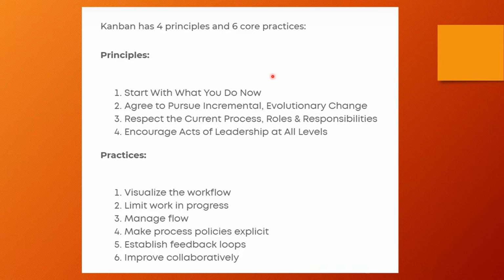To achieve these principles, what practices am I going to implement? Six practices are involved in Kanban: visualizing the workflow, limit work in progress, manage the flow, make process policies explicit, establish feedback loops, and improve collaboratively. We're going to discuss all six practices one by one.